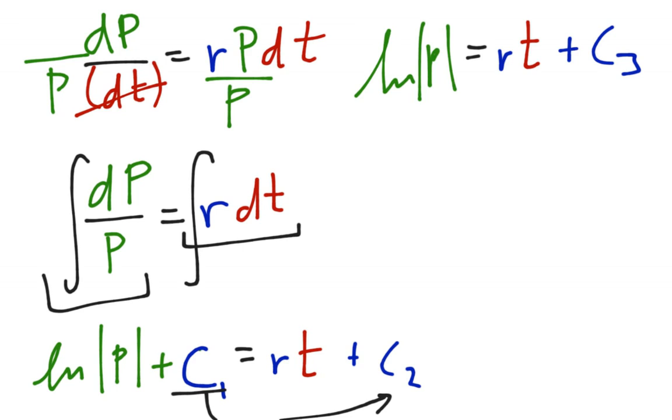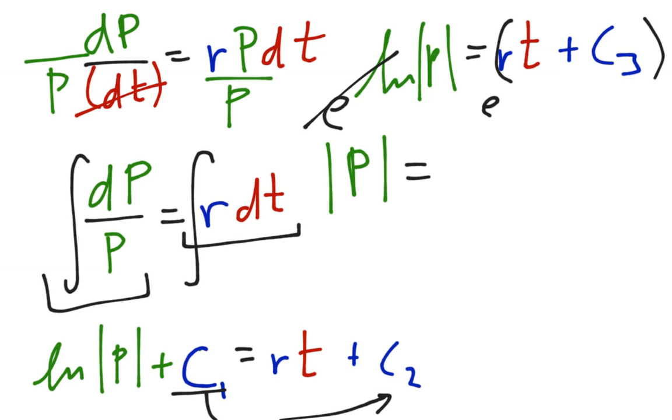Well, the answer is I have to do e to both sides. So I'm going to do e to this whole side, parentheses, e to this whole side. The e and the ln go away, and so I get absolute value of p equals e to the rt plus C3.